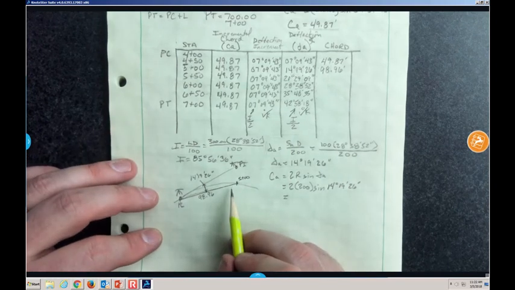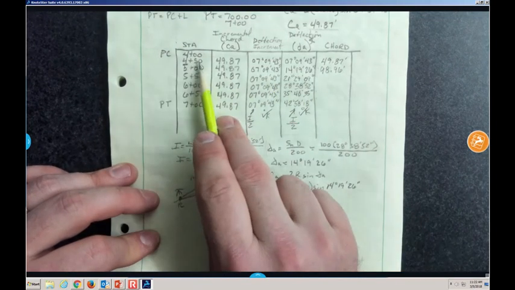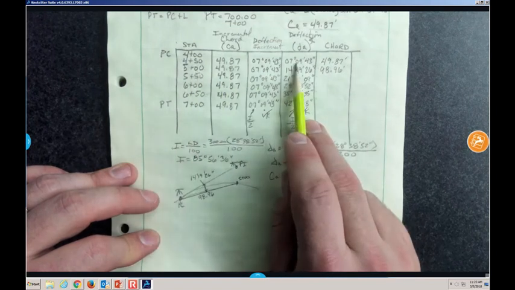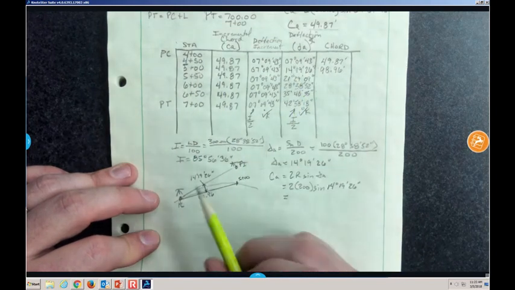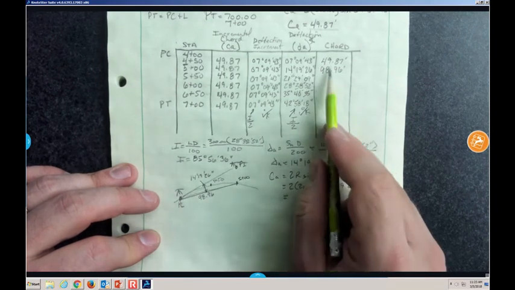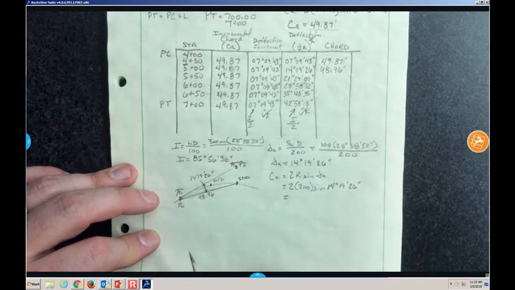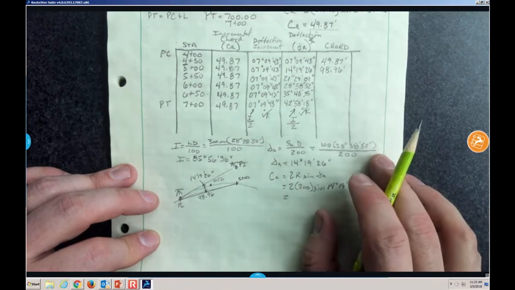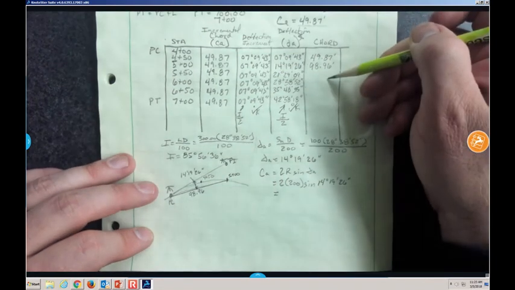Does that make sense to everybody? Hopefully? Okay. So subsequently, if I was doing 4 plus 50, I'd just turn 7 degrees here, and that'd put me at the 4 plus 50 here. And go that distance, 49.87, would give me it there. Okay? And then so on. You'll just keep on laying out that curve based on that way. Okay? So let's do the calculations for the rest of these then.